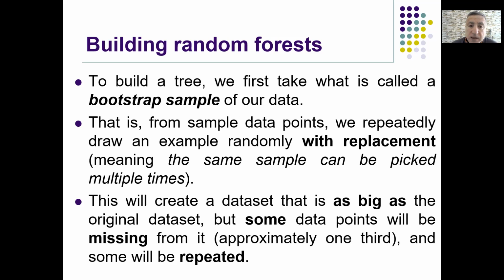To build a tree, we first take what is called a bootstrap sample of our data. So far, I introduced how we select the features or limit the number of the features in the data set to build the tree. I randomly select these features at each node, at each test, at each question. Now, we are gonna limit the number of the samples. So we are now splitting the data set for each tree. So each tree will see a different part of the data set.